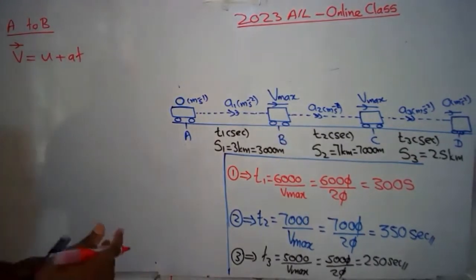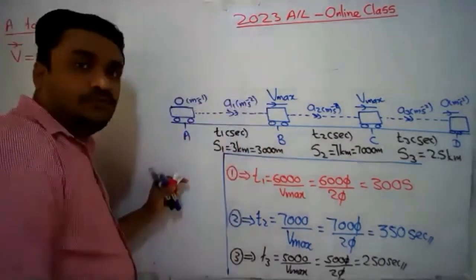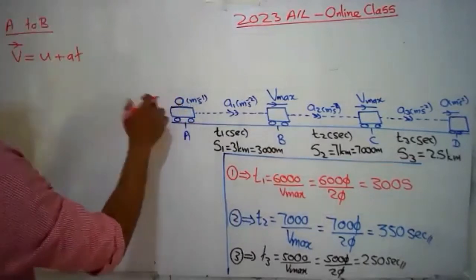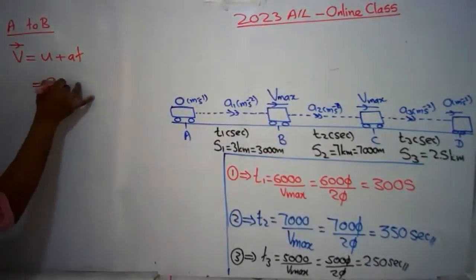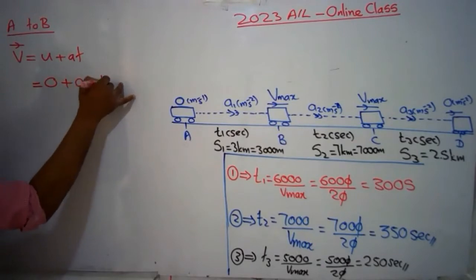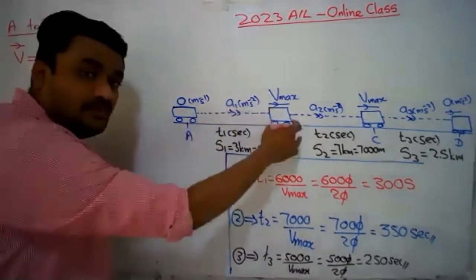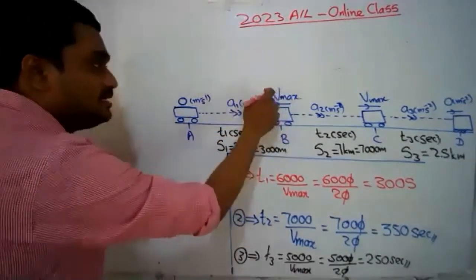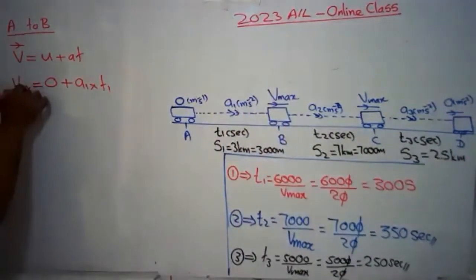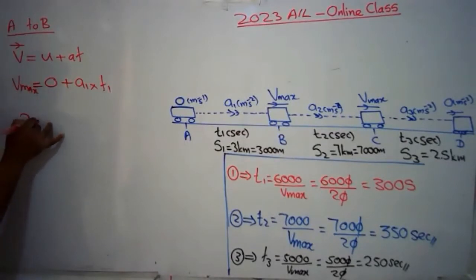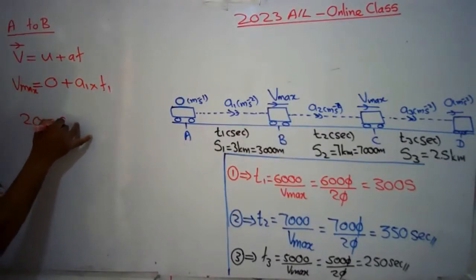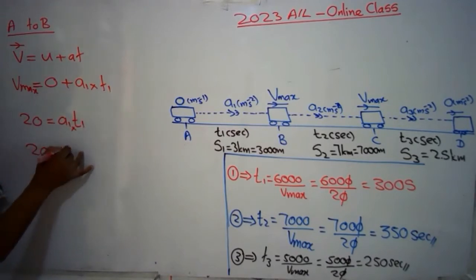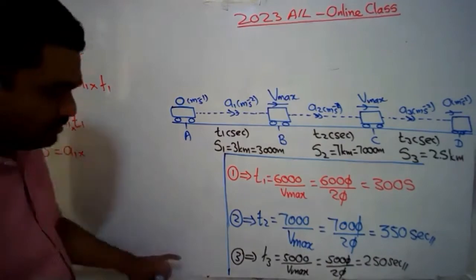If we consider AB section, velocity at A is the initial velocity, that is 0. Plus acceleration is A1, time taken T1. In AB section, final velocity means velocity at the point B, that is V max. So we have found V max as 20. 20 equals 0, not needed, A into T1. So 20 equals A1 into T1.